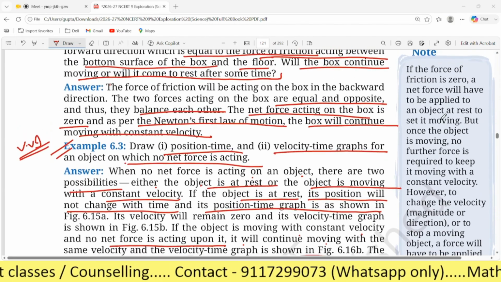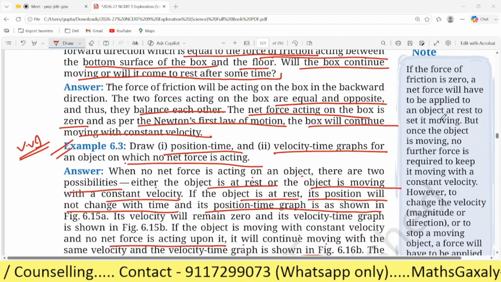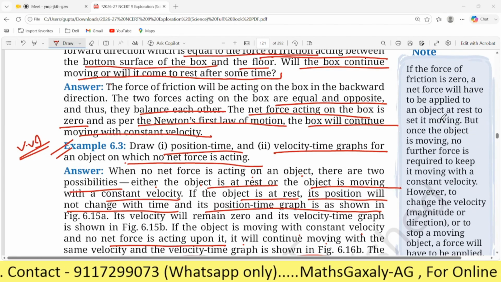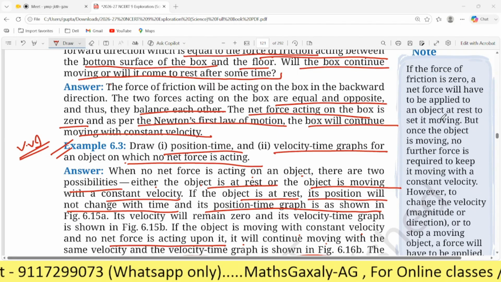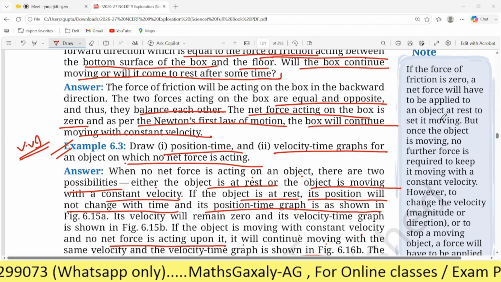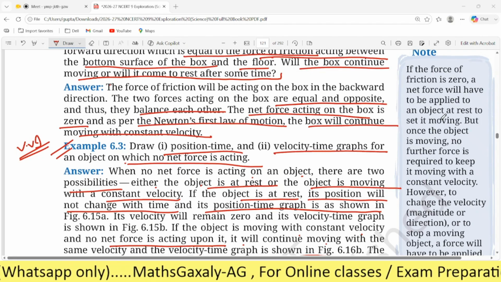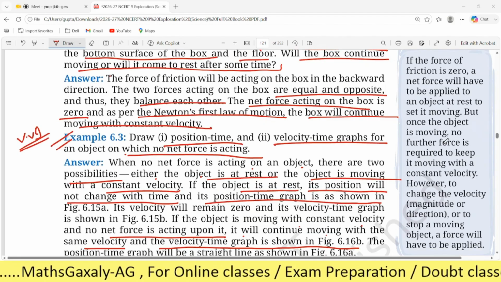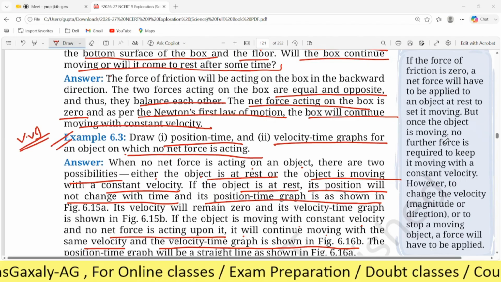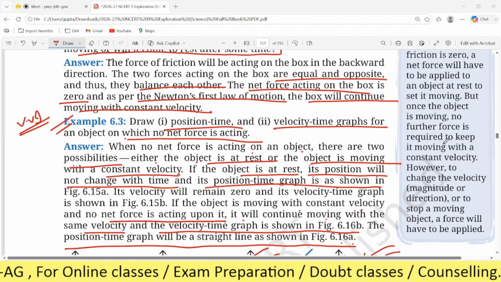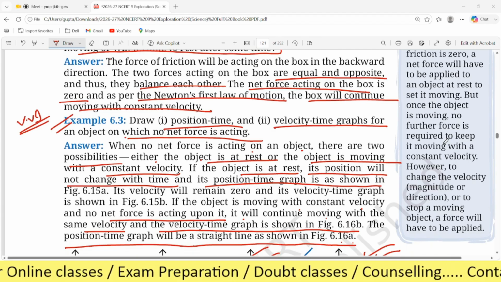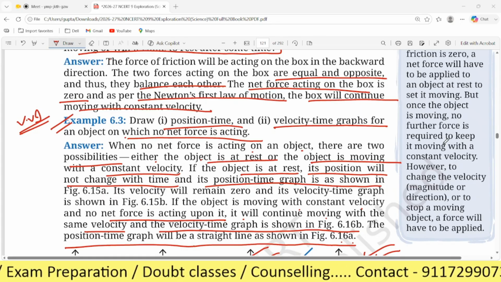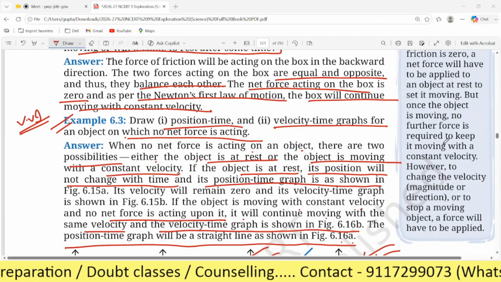Suppose there is a ball which is at rest. The frictional force is continuously acting on it, so that's why it is at rest. If the friction force becomes zero, then at that time the ball starts to move. And if there is no frictional force in contact, then it will continue moving with a constant velocity, meaning there will be no change in velocity, its magnitude or direction. Or to stop a moving object, a force will have to be applied. Okay, is it clear? Did you understand this point?